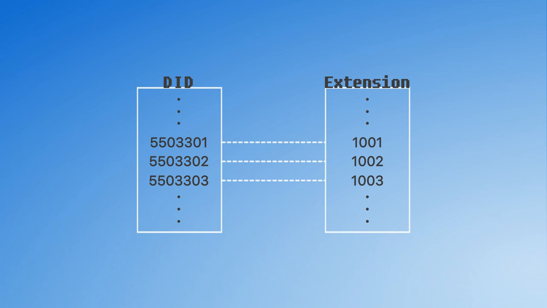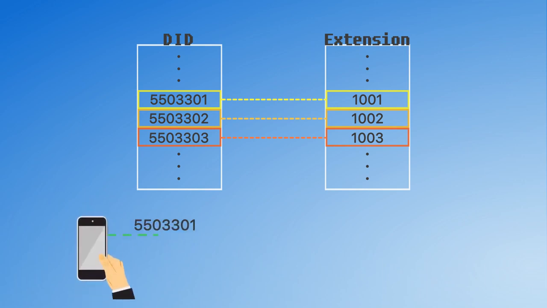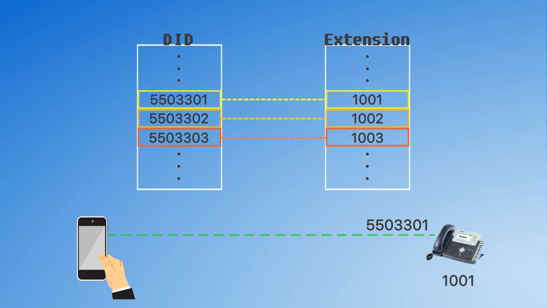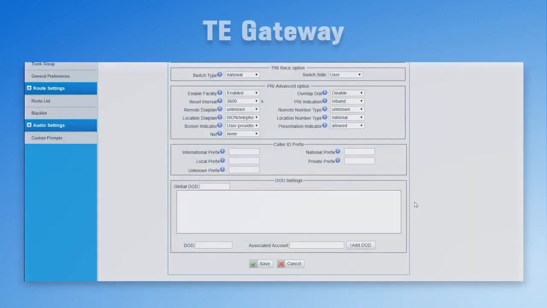Say we've applied for 3 DID numbers from the service provider, and they're bound with 3 extensions respectively. When an external party calls 550-3301, he'll be directed to the extension 1001. Conversely, if extension 1001 calls an external number, the caller ID displayed to the called party will be 550-3301, the same as the DID number. Yet we call it the DOD number, direct outward number. In the trunk settings, bind the 3 DOD numbers with the 3 extensions of the PBX.